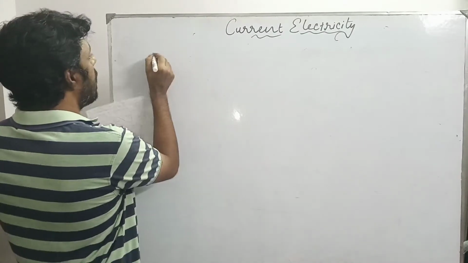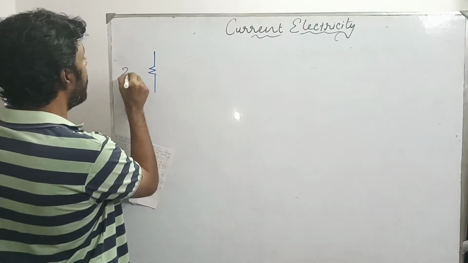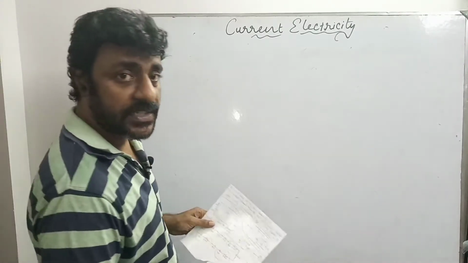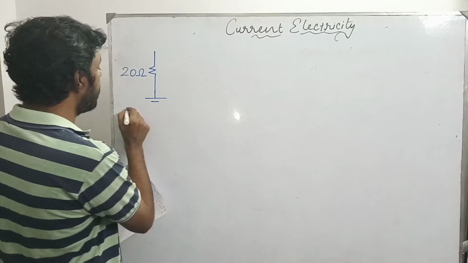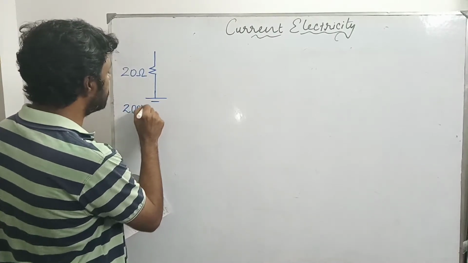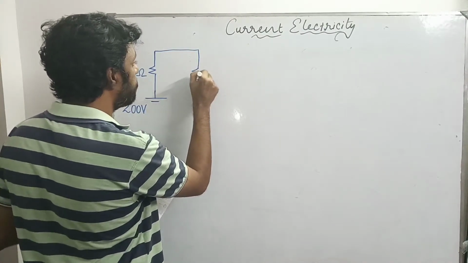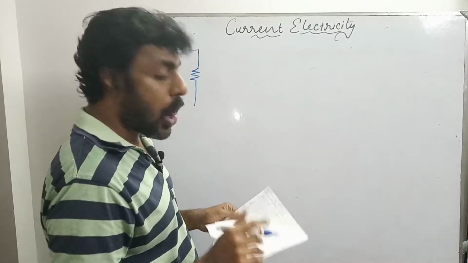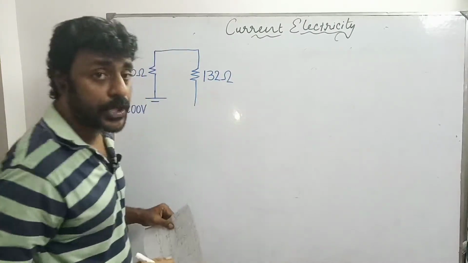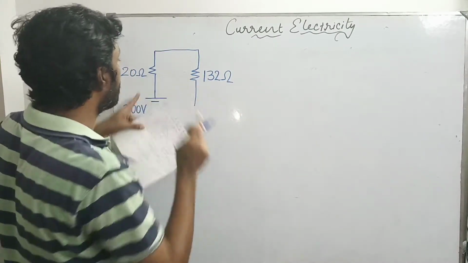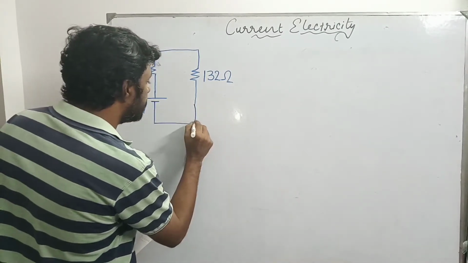So now this is the resistor. The value of the resistor is 20 ohms, and this is connected in series with a battery of rating 200 volts. Again you have another resistor of value 132 ohms. That resistor is connected in parallel with this 20 ohm resistor. Now you need to close this circuit.